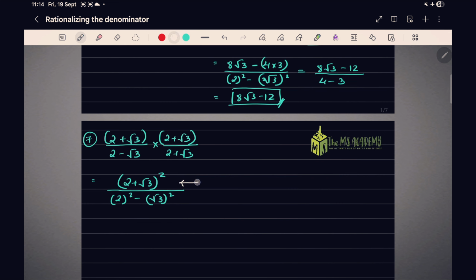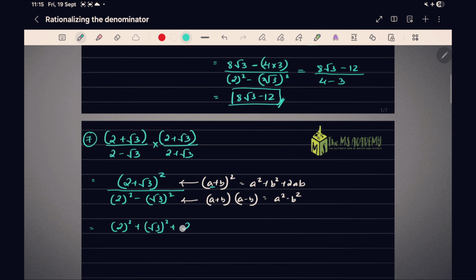So this particular numerator looks like a plus b the whole square, which is equal to a square plus b square plus 2ab. Okay, here I have directly applied a plus b into a minus b, that is a square minus b square. Okay, so now a is 2, so that is a square plus b square plus 2ab upon 4 minus 3.